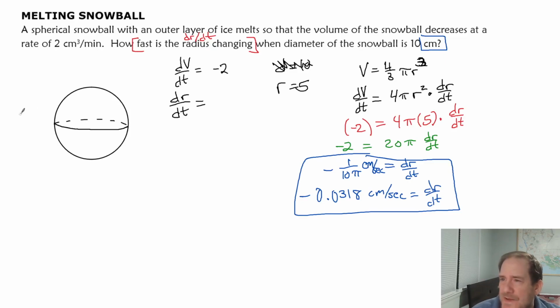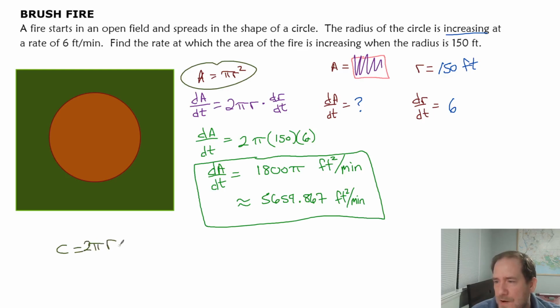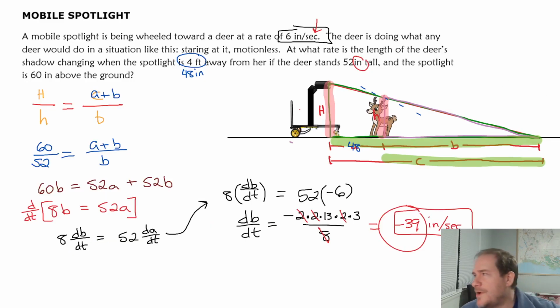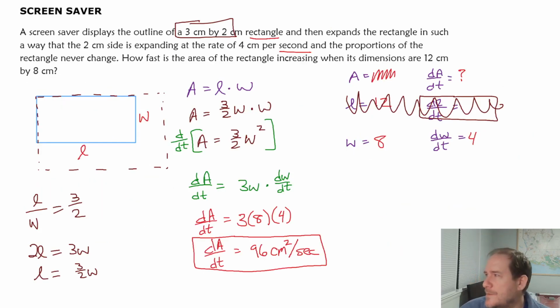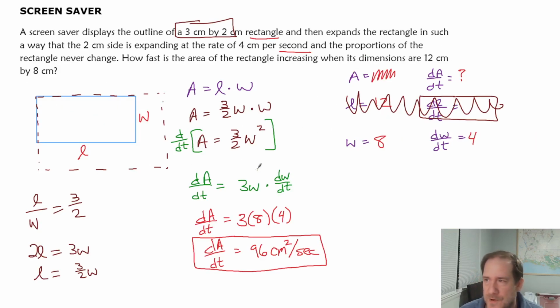All right, we did melting snowball. So the only thing we didn't do, I guess, is talk about surface area. If we were talking about a sphere, surface area would be 4 pi r squared. But honestly, I probably just won't ask about it since it wasn't here. We did the brush fire problem, which was just a circle. Now this problem was about area, but I could easily ask you about circumference. Circumference is 2 pi r, and you just go from there. And then we did the spotlight problem, and we did the screensaver problem. So the spotlight problem was a lot like the lamppost problems, where we had to use similarity. And the screensaver one was a little different. It was about a rectangle.